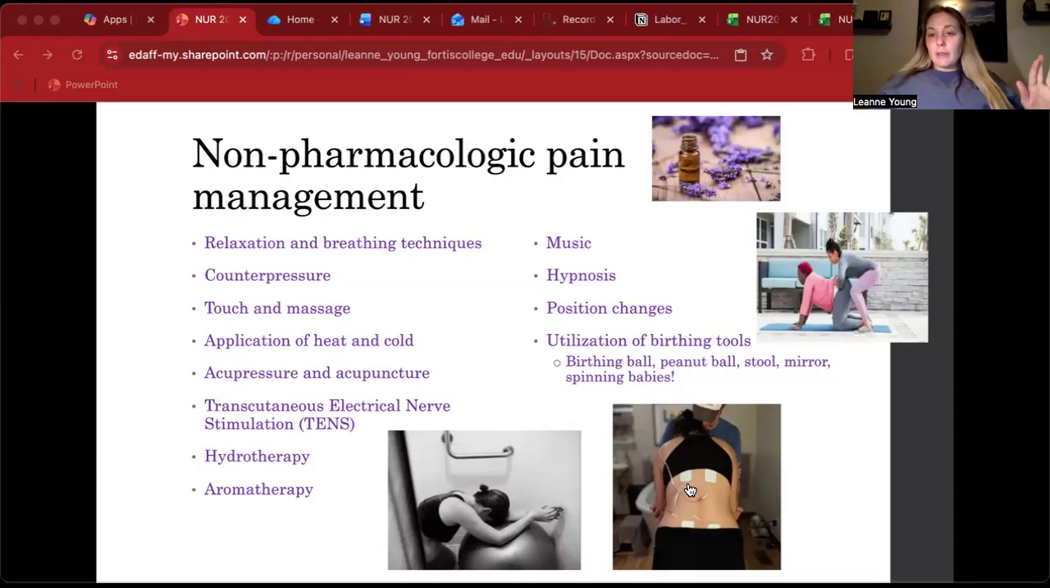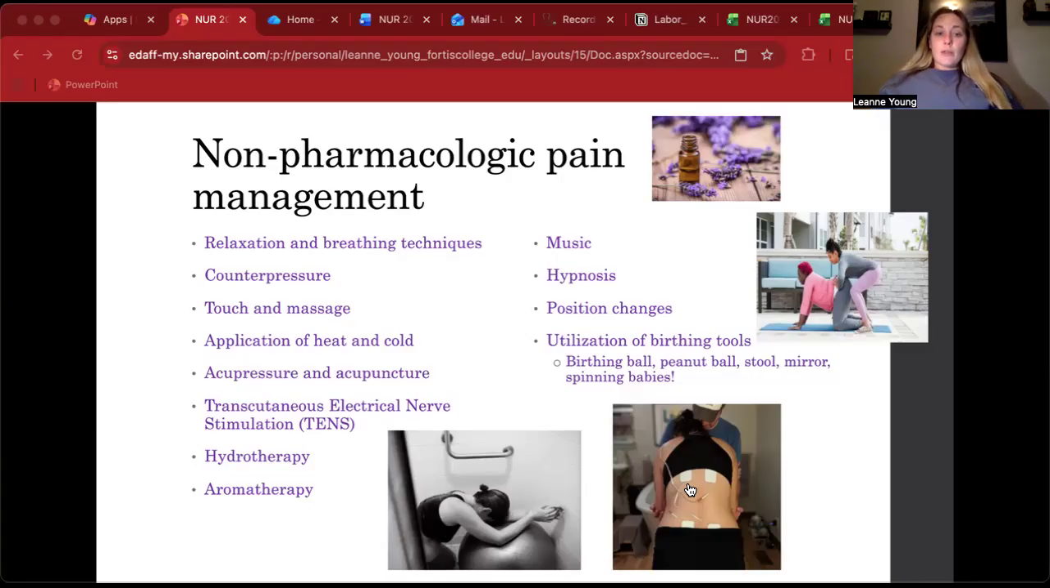I'll preface this by saying I've never done or helped assist a woman with acupressure and acupuncture in labor. However, you always need to refer to your hospital policy and procedure. If your hospital does not actively offer acupressure and acupuncture in labor, then we cannot be promising our patients something that is not realistic. A TENS unit is helpful in labor. I have a picture on the bottom of the slide there of a woman who's using a TENS unit. It can help distract from pain. It can help lessen pain.